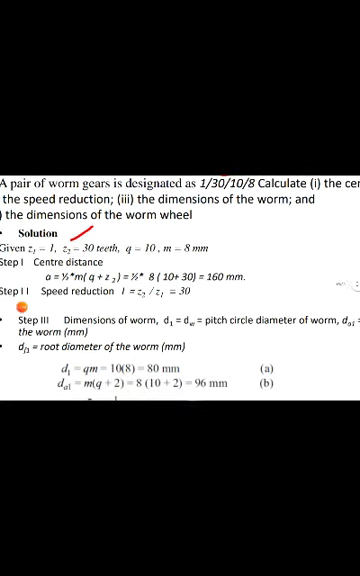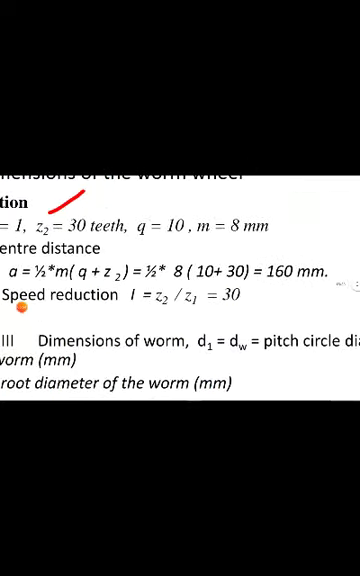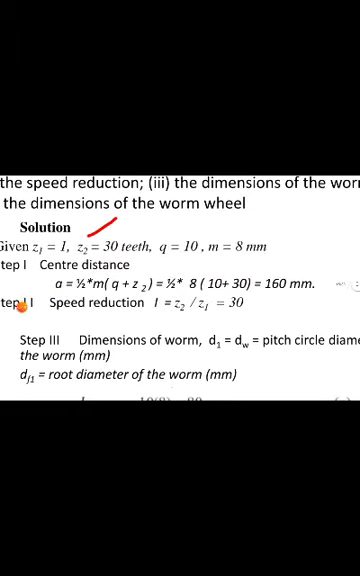Now first you have to find the center distance. You have the formula for center distance: A is equal to 1/2 of module into quotient plus number of teeth on gear. When you substitute the values, you get 160 center distance. Then you have to find out the speed reduction. Speed reduction depends on the number of teeth and number of starts. The number of teeth is Z2, the number of starts is Z1. So 30 upon 1, that is 30.